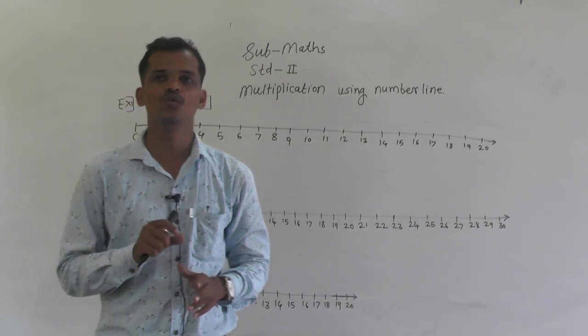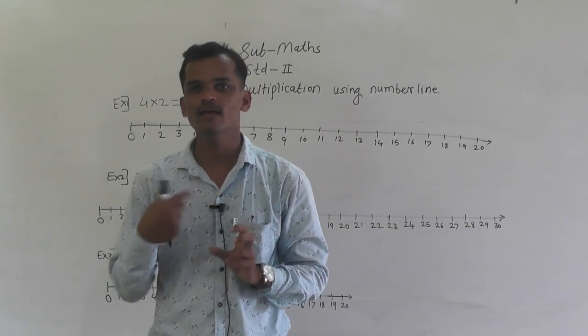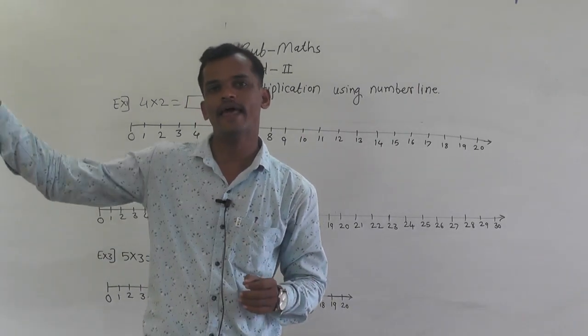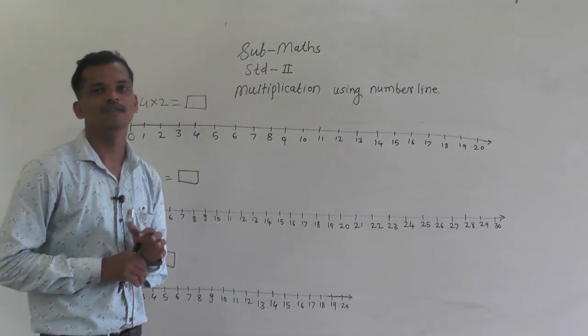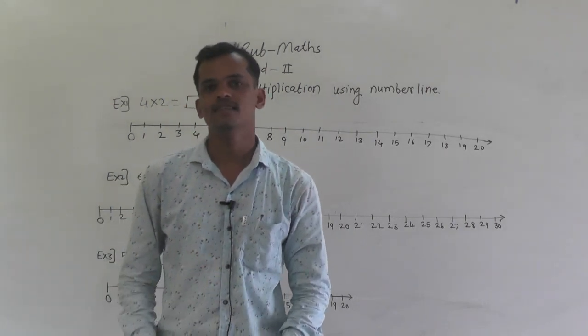You know what we mean by number line. Number line is the line having numbers. It starts from 0 and we can extend it at the other end. Now we will see how we can multiply a number using the number line.